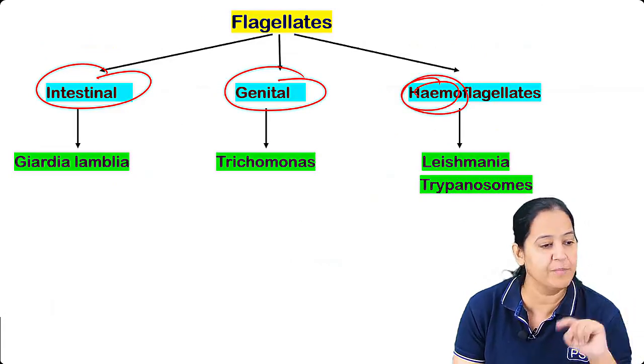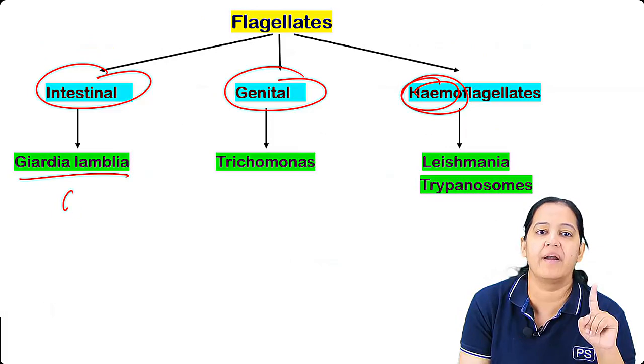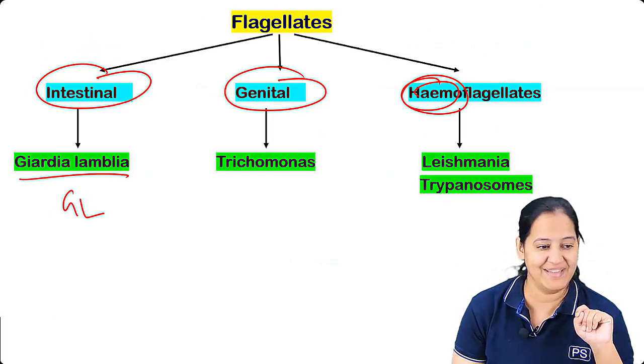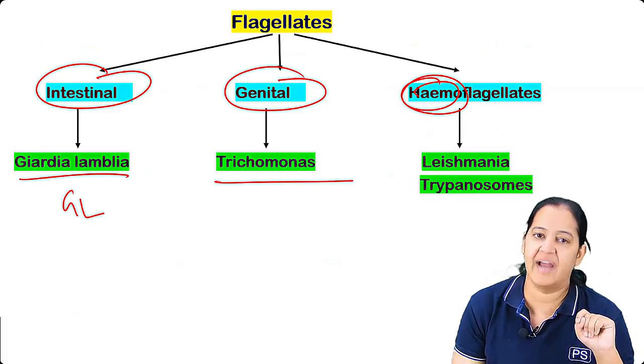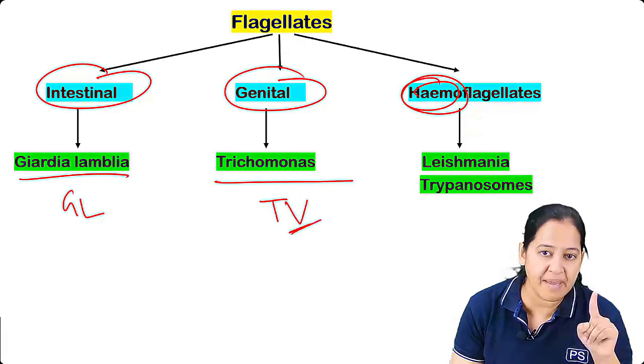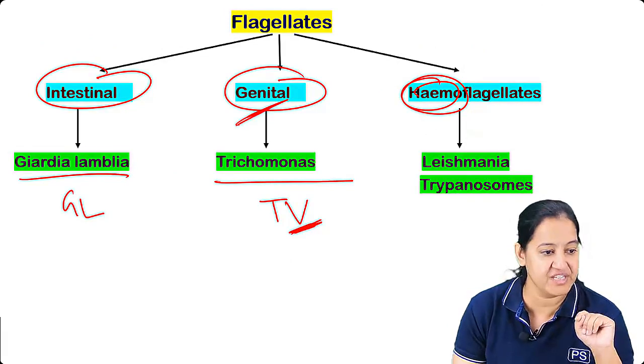Blood of the human is hemoflagellate. So one in the intestine, Giardia lamblia. I will teach you that. One in the genital, Trichomonas vaginalis. Look, the name itself has vaginalis. It is genital because it is vaginalis.